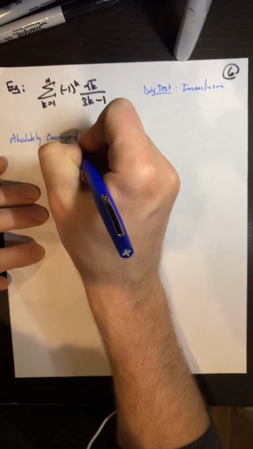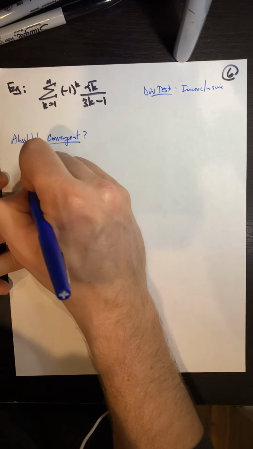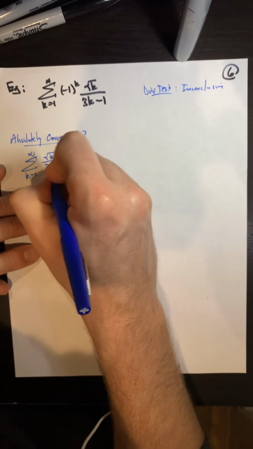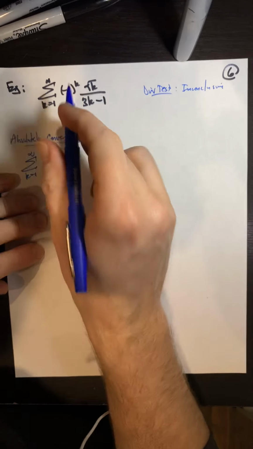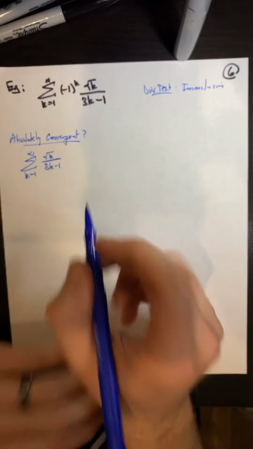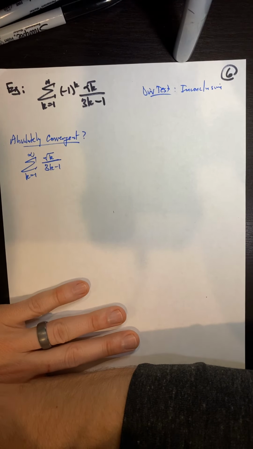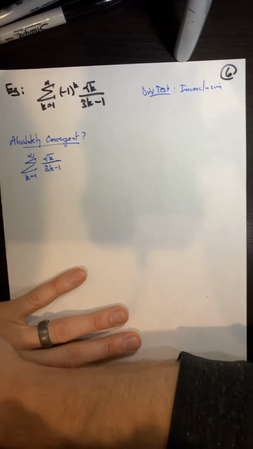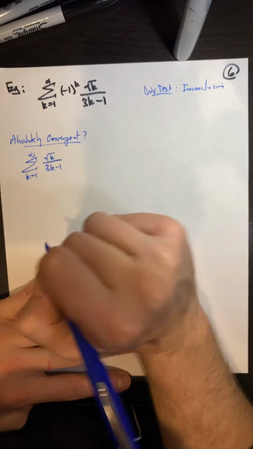Absolutely convergent? Okay, so that means I have to test the series sum from k equals 1 to infinity of the square root of k over 3^k minus 1. I just deleted the (-1)^k. Now, looking at this, the terms definitely go to 0, but that doesn't mean it's convergent. I have a 3^k minus 1 in the bottom. I would say I'm going to use the comparison test here.